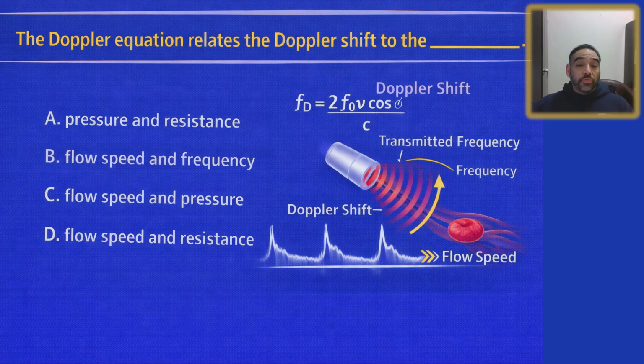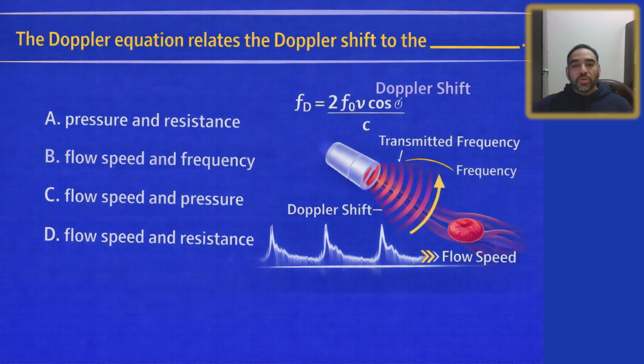Let's go look at the other answers and determine why they are incorrect. So when you're looking at the first one, pressure and resistance, pressure and resistance are part of fluid dynamics, right? Poiseuille's law, not ultrasound physics. So the Doppler equation does not include pressure or resistance. Those affect flow indirectly, but they're not variables in the Doppler equation.